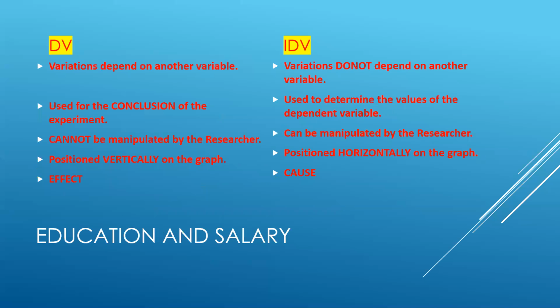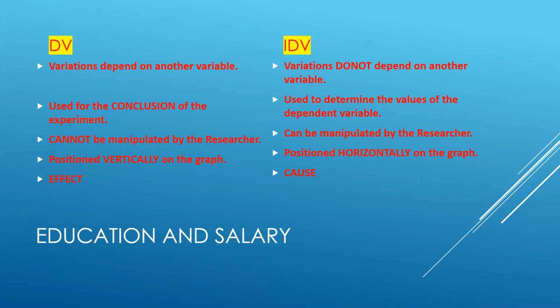Let me give you another example, education and salary. Based upon one's educational qualification, his salary may change. So salary is the dependent variable and education is the independent variable.